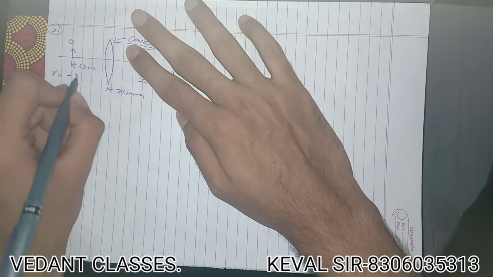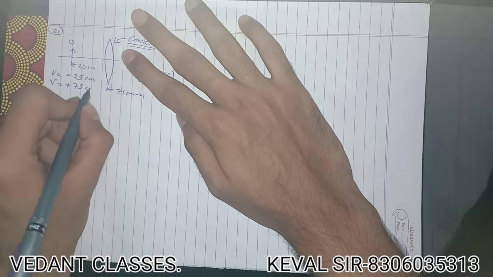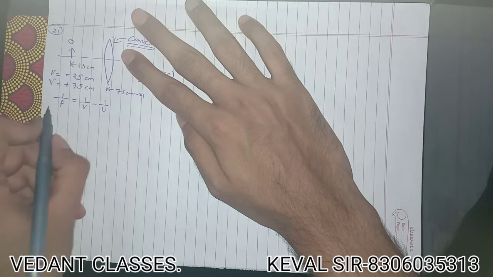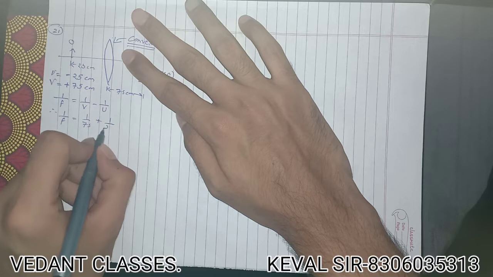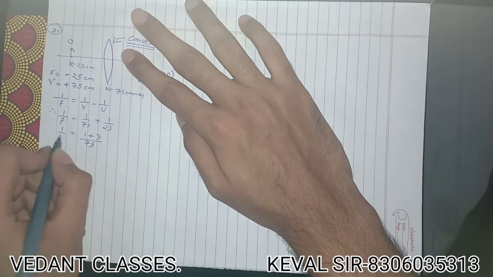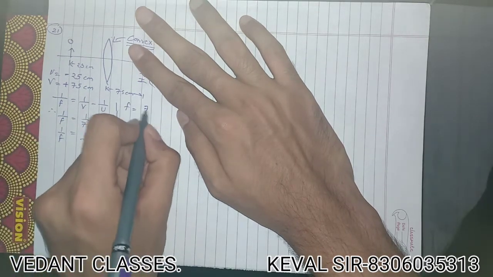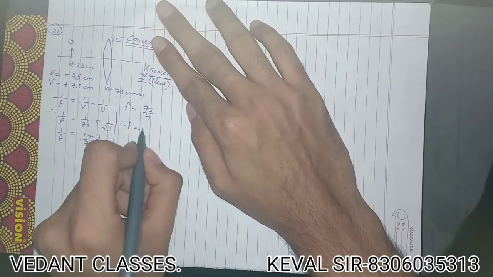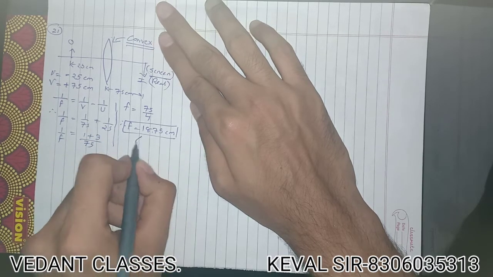Okay, so let's just apply the formula here. u is equal to minus 25 centimeter, and v will be equal to plus 75 centimeter. So 1 by f equal to 1 by v minus 1 by u. This is the lens formula. So 1 by f is equal to 1 by 75 plus 1 by 25. So this will be (1 plus 3) by 75. So f will be equal to 75 by 4. Therefore the value of f will be equal to 18.75 centimeter. And clearly the lens is convex.